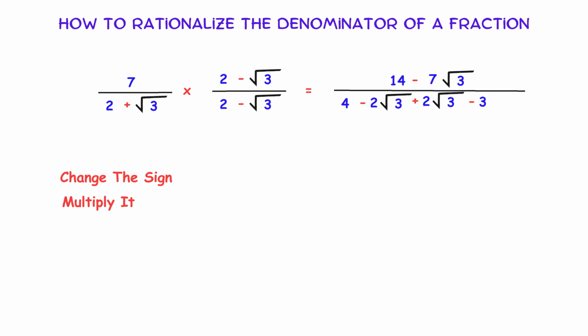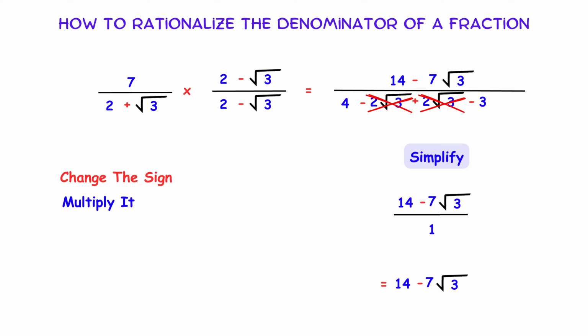So if we simplify the denominator, we can cancel out the minus 2 root 3 and the plus 2 root 3 and just do 4 minus 3, which will give us 1 as our new denominator. Our numerator doesn't simplify down though. So we're left with 14 minus 7 root 3 all over 1, which is really just 14 minus 7 root 3. Let's try a couple more.